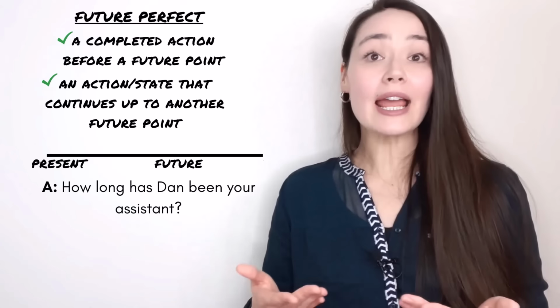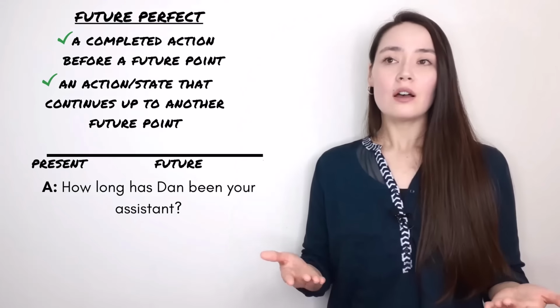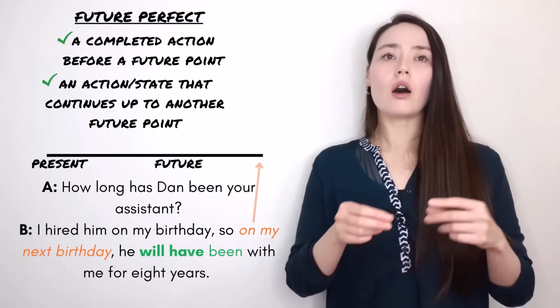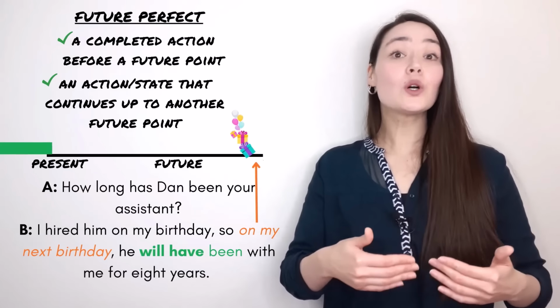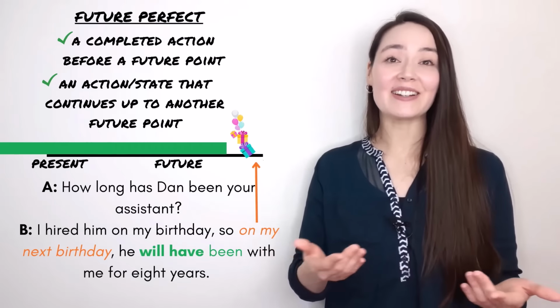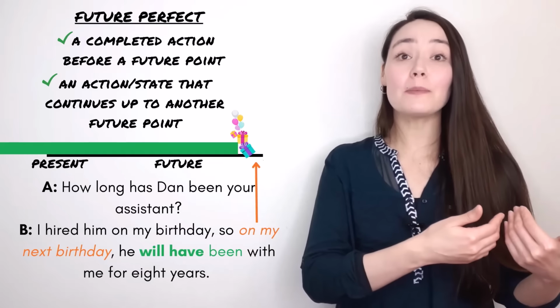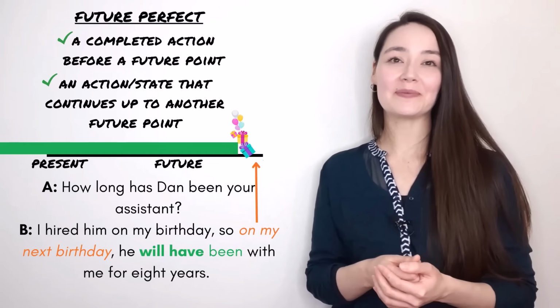How long has Dan been your assistant? Let me see. I hired him on my birthday, so on my next birthday, he will have been with me for 8 years. You can see an action that continued up to another future point.